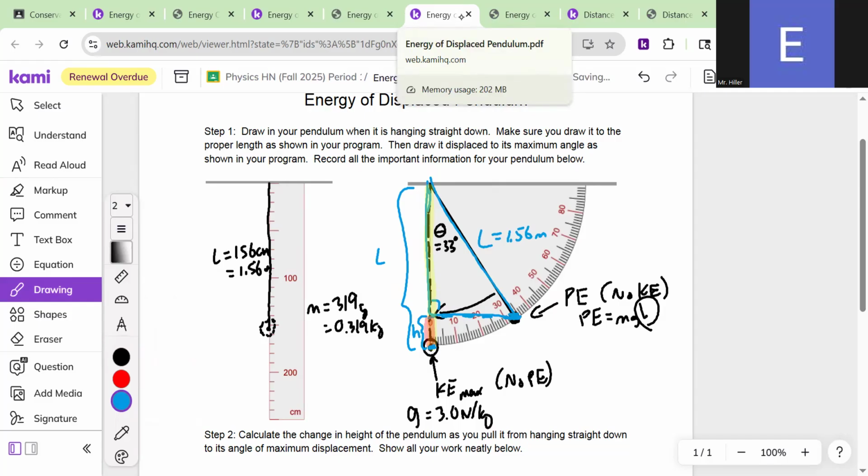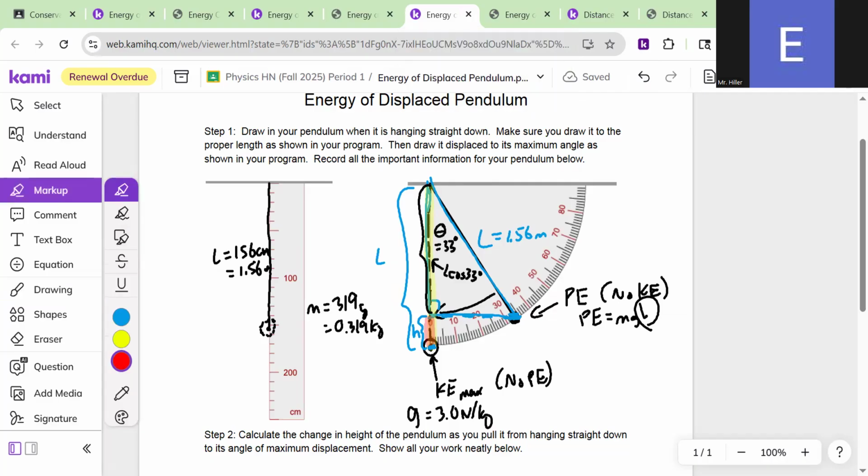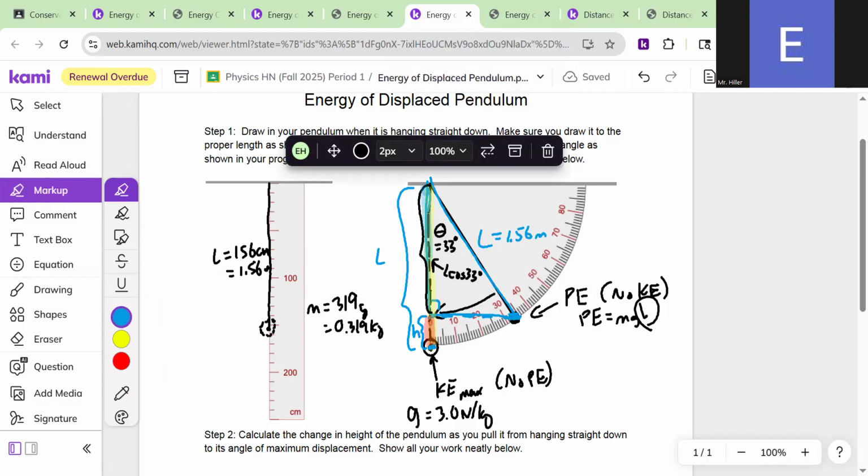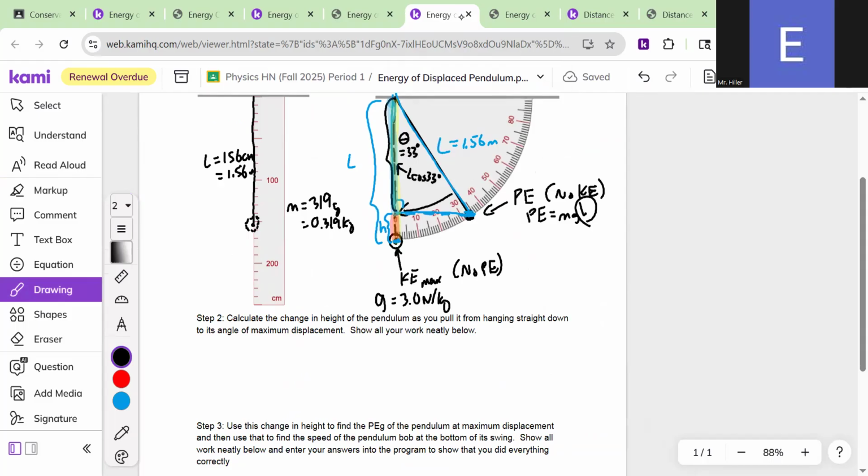Now, how do you get that? Well, you're going to need to find this side of this triangle right there. If you look carefully, that is the adjacent side of theta with a hypotenuse of 1.56. So this side here is actually going to be the length L times the cosine of whatever your angle is, minus 33 degrees. I'm going to highlight that one in blue. So the blue plus the red equals the yellow.